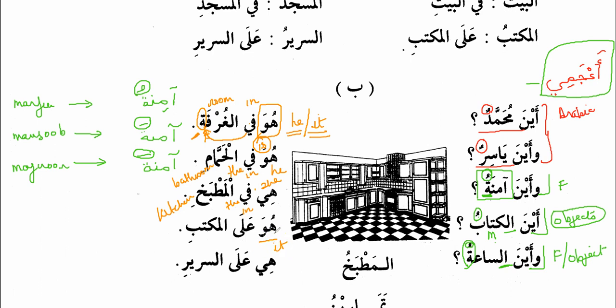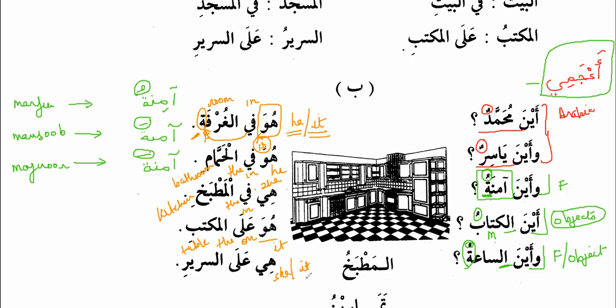Something is kept on the table. Huwa ala al-maktab. It is on. Ala means on the table. This is how you are going to translate. Hiya ala sariri. Who can be on the bed? It can be a thing or it can be a human being. So for both of them you can translate she or it.